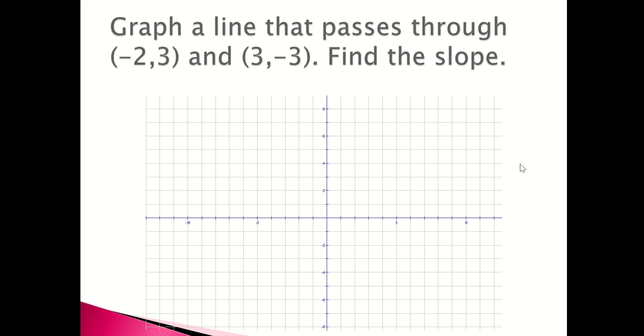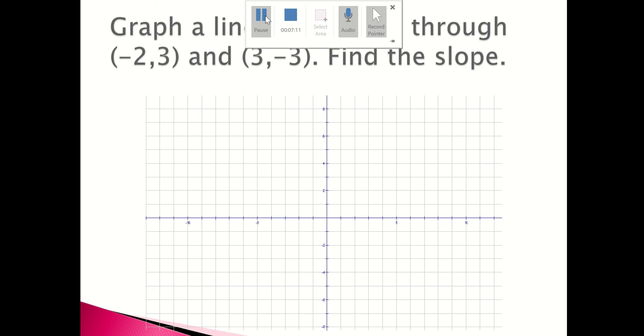If you didn't get this, graph a line that passes through negative 2, 3, and 3, negative 3. After you've graphed that line, find the slope. So all you have to do is plot these 2 points, connect the dots, and then find the slope. So pause the video now and try that on your own.